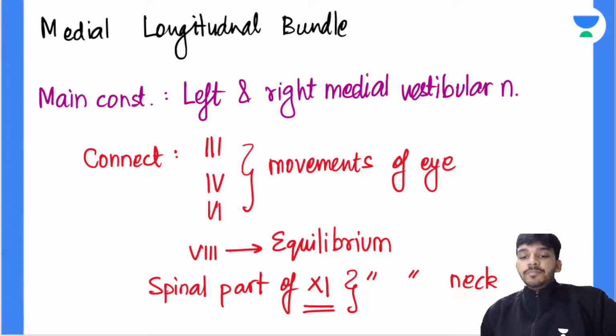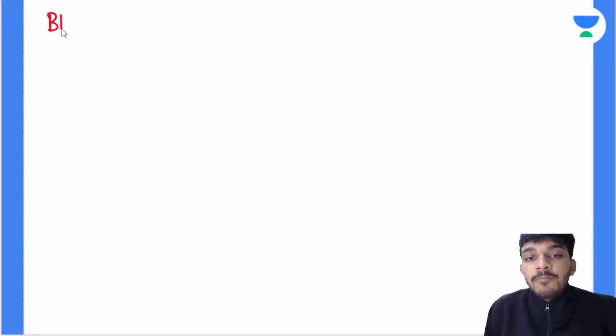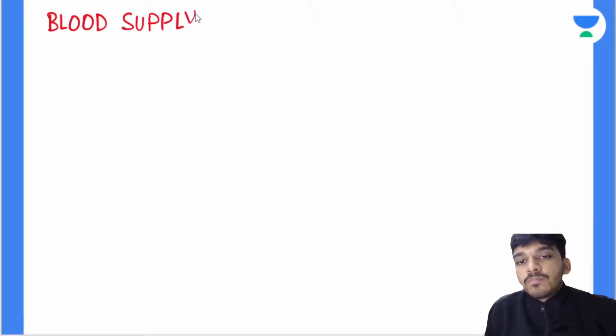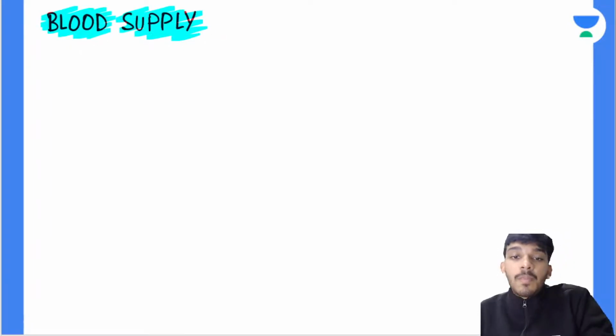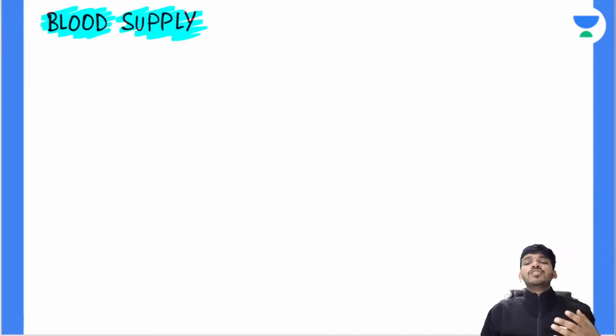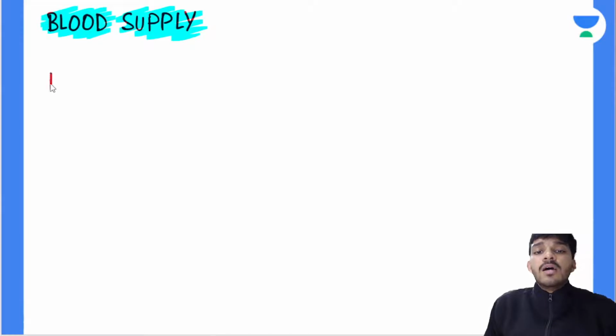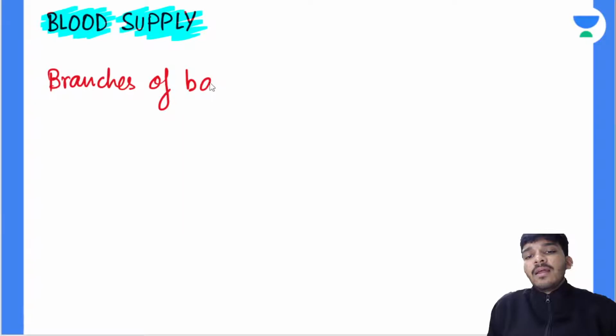Last topic, blood supply of the midbrain. Can you guys tell me? So the main artery will be the basilar artery, the branches of the basilar artery which are going to supply the pons. So they are also supplying here. So branches of the basilar artery.